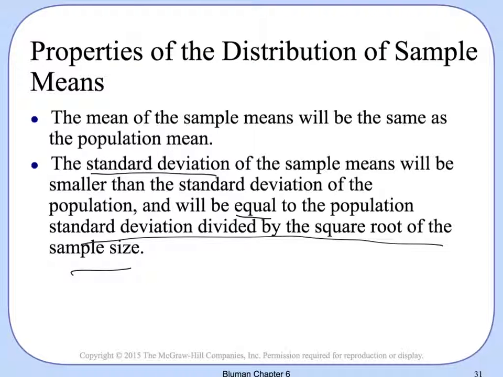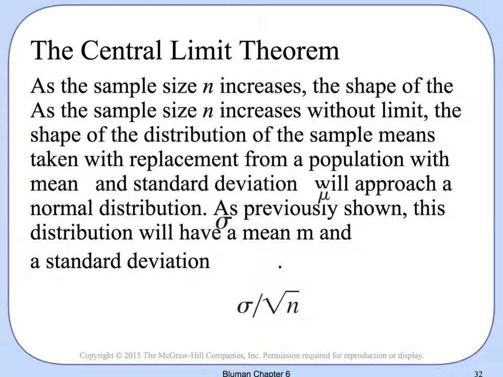So on this next slide, ooh, that got messed up. As the sample size n increases, the shape of the distribution, we take it without replacement. As previously shown, this will have a mean mu and standard deviation. This slide got all messed up. Is it messed up on yours? Or do you have an actual formula there? The central limit theorem slide? Did it actually show a formula? Yeah. Okay. So this part right here, these letters got all kind of messed up. I don't know why that is doing that.